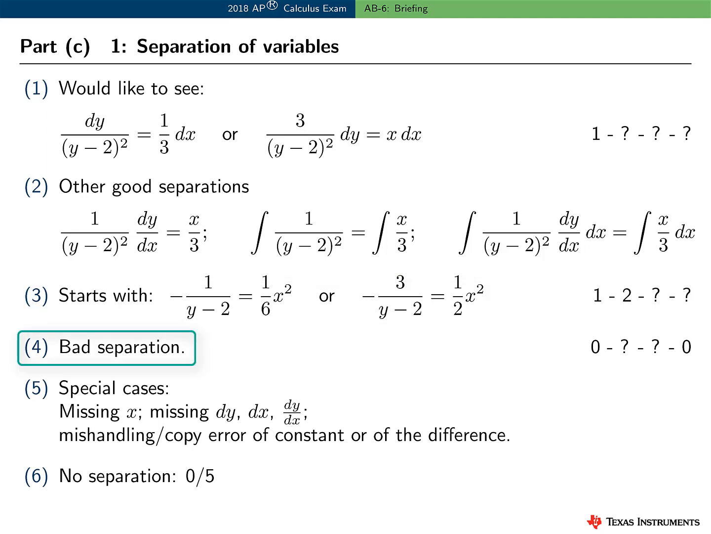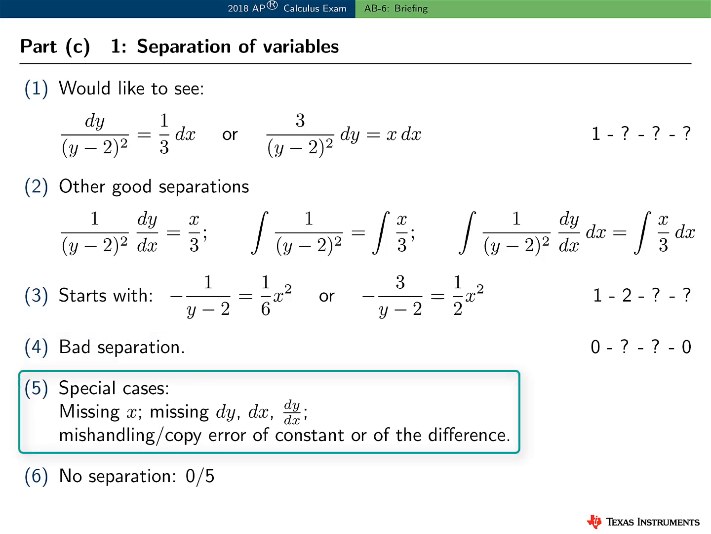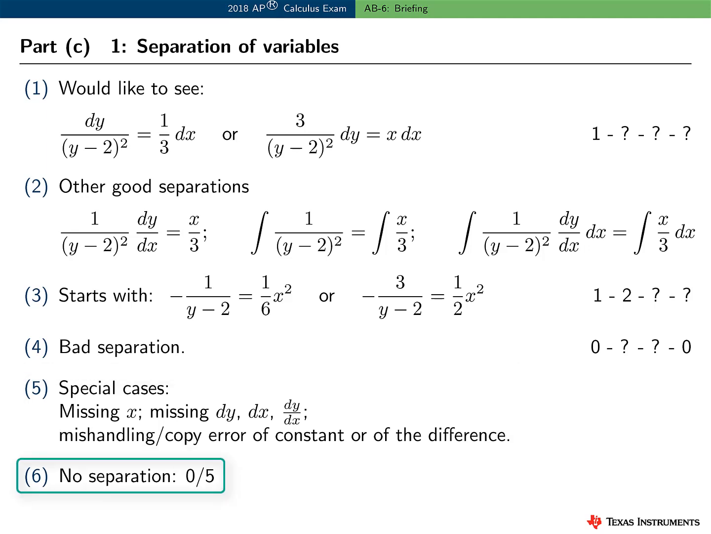If there is a bad separation, for example an algebra error, the student does not earn the first point, but may be eligible to earn the middle 3 points. And there were some special cases here, and I won't go into these in detail. They involved a missing x, missing differentials, or a mishandling or a copy error involving the constant or the difference. And we had a very fair way to score these responses. And if there was absolutely no separation of variables, the student earned 0 of the 5 points in this part.